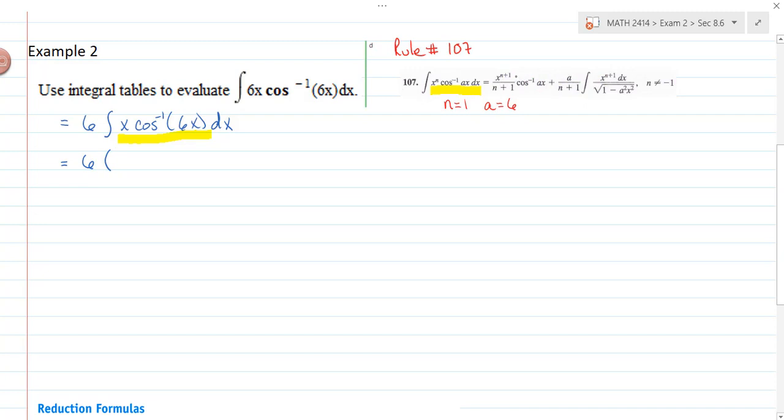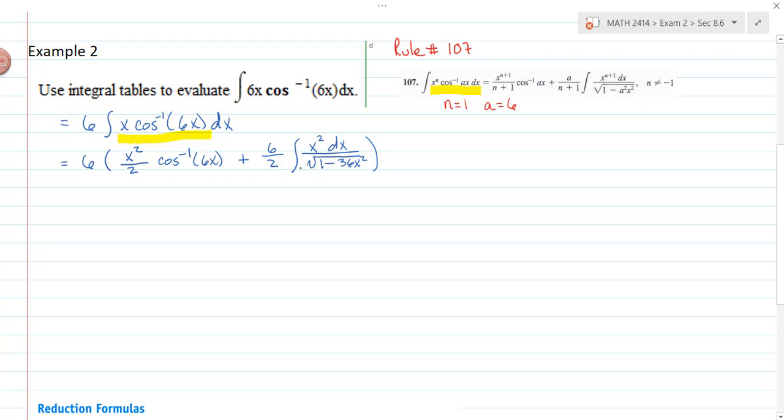So that's going to give us 6, and then this is going to be equal to x to the n plus 1. N is 1, 1 plus 1 is 2. So that's going to be x squared over n plus 1, and 1 plus 1 is 2. Cosine inverse 6x, because a was equal to 6, plus a, which is 6, over n plus 1, which is 2, times the integral of x to the n plus 1, which is 1 plus 1 is 2, dx, over the square root of 1 minus 6 squared times x squared, so that's 36x squared. And I don't put a plus c because I still have an integral in here.